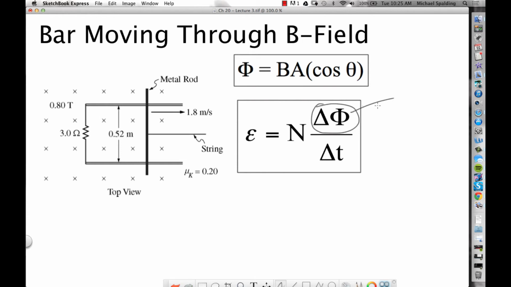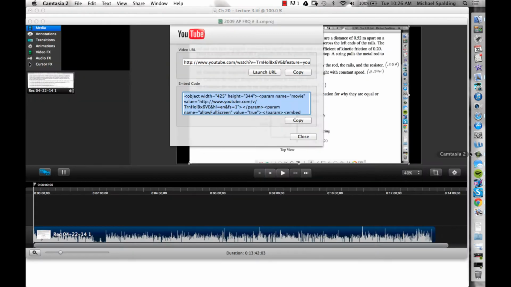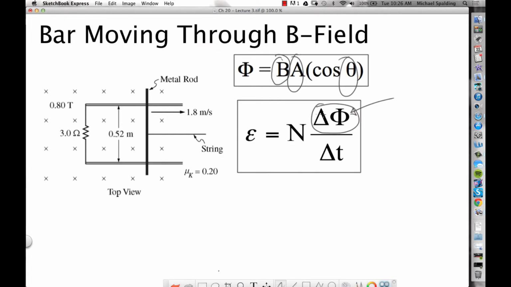Now look, how many ways can you change the flux? You could change it by messing with the magnetic field, you could change the flux by messing with the size of the loop, or you could change the flux by messing with theta. You are going to see problems with all three, right? How would the magnetic field change? Well, the problem would have to say, hey, see this 0.8 Tesla field? It drops from 0.8 to 0.1. There's a change in the field.